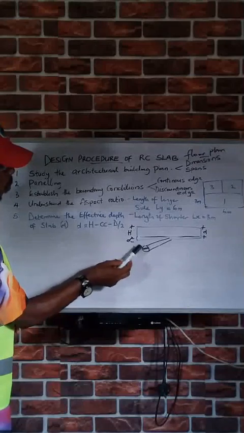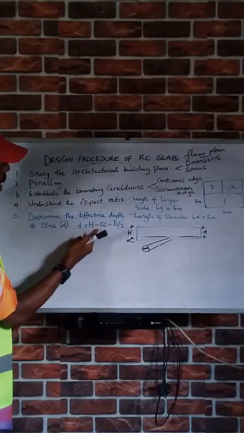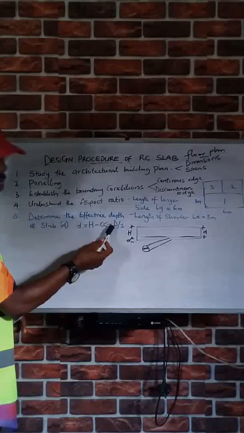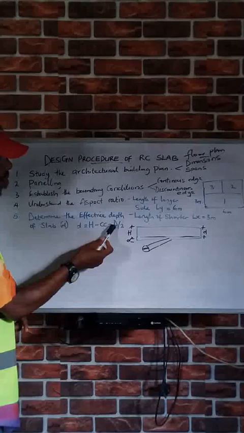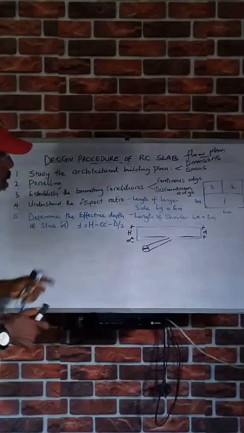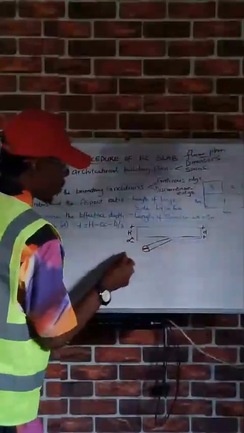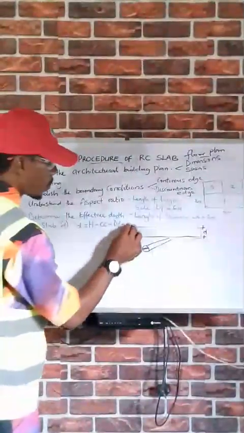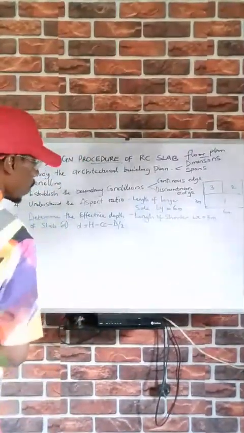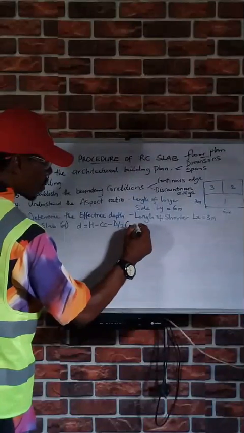When you deduct that, you have your overall depth minus your concrete cover minus your diameter of reinforcement phi divided by 2. When you work that out, that becomes your effective depth, and it is usually in millimeters.